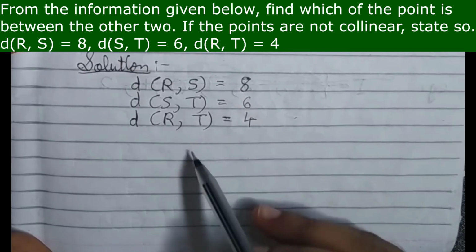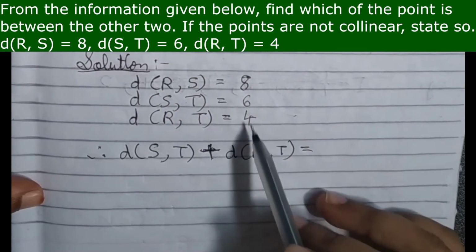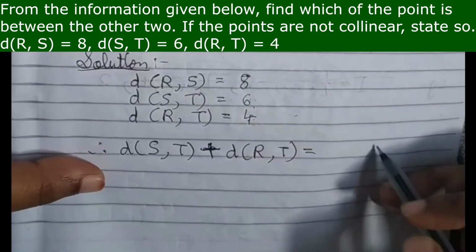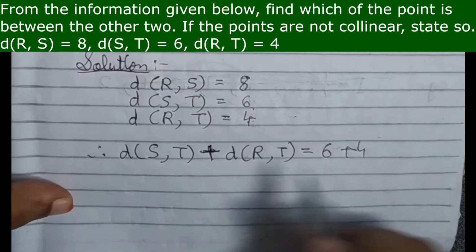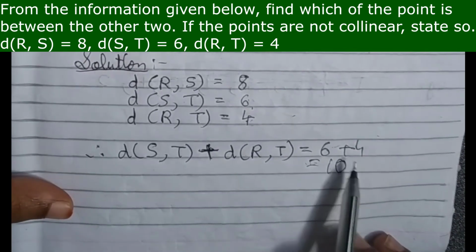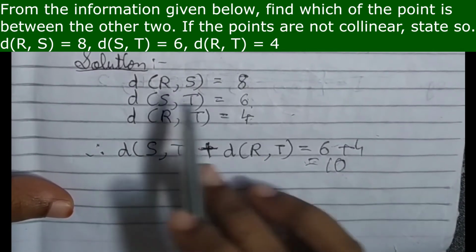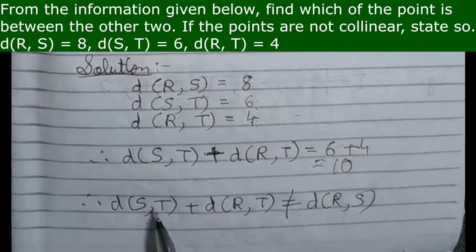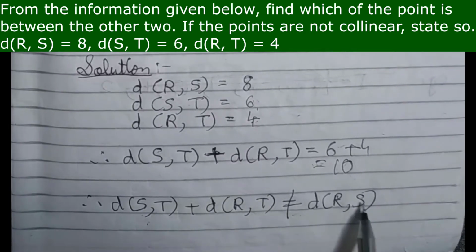So we will add these two distances: distance ST plus distance RT, that is 6 plus 4, which equals 10. Is it equal to the distance RS? No, because the distance RS is 8. Therefore distance ST plus distance RT is not equal to distance RS.